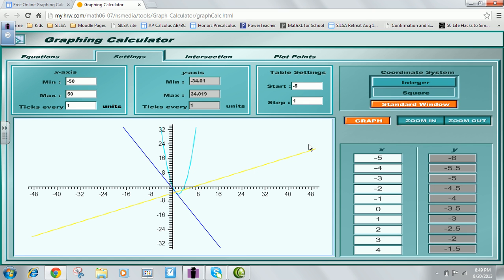Square window. There we go. Anyway, they are perpendicular to each other. And there you go. That's how you find a normal line.